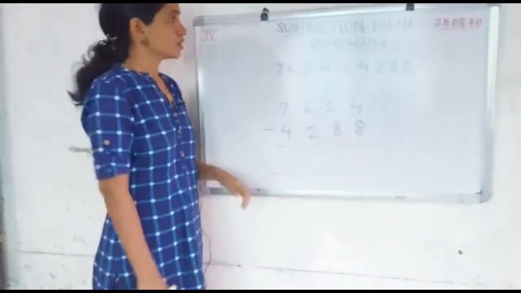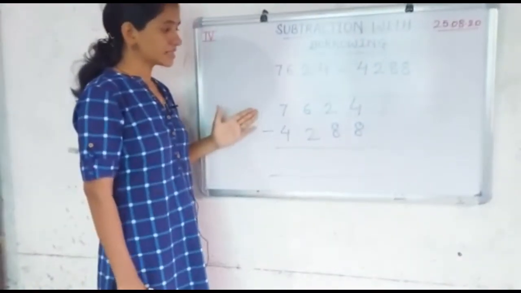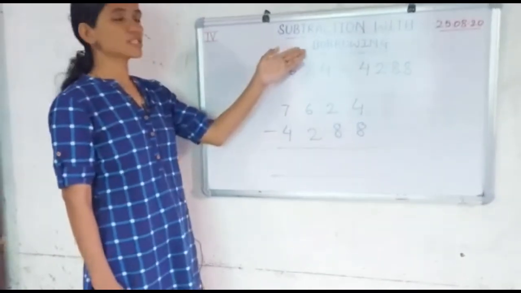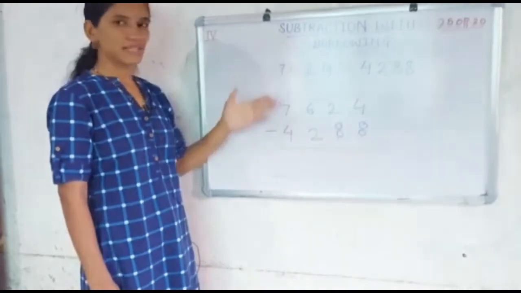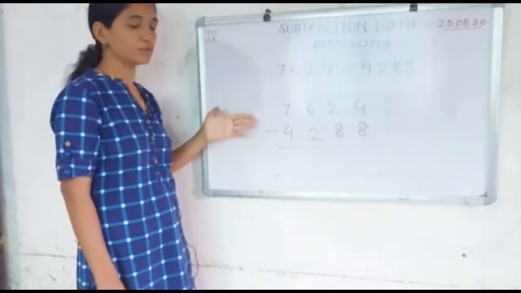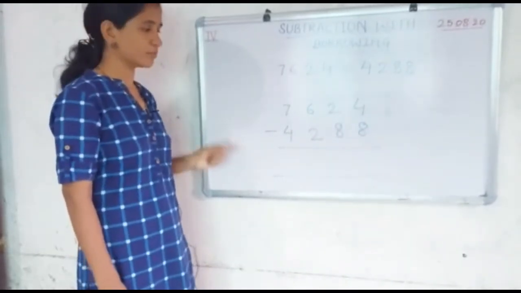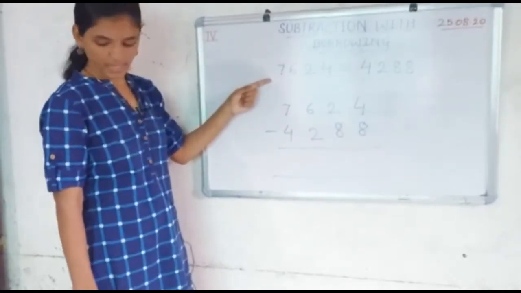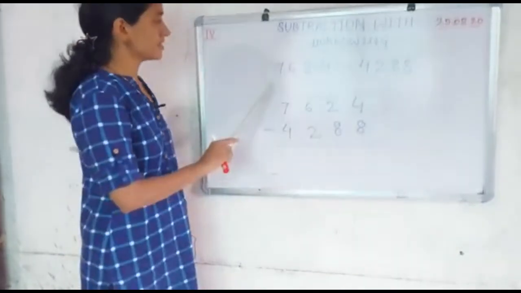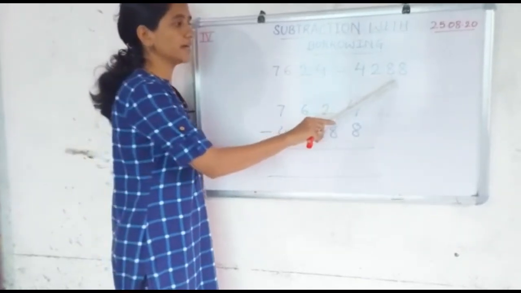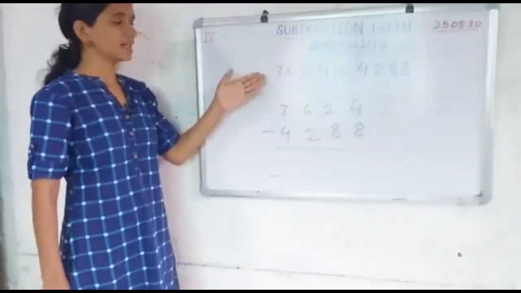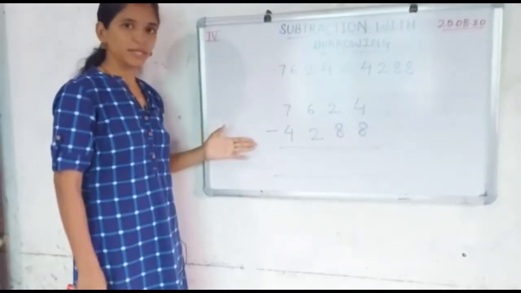Hello students. So here we will subtract this number by using the concept of borrowing, and just now we saw the meaning of borrowing. So let's see how borrowing we have to implement in this subtraction problem. So here is one question, that is 7624 minus 4288. First we have to write this horizontal problem in a vertical way.